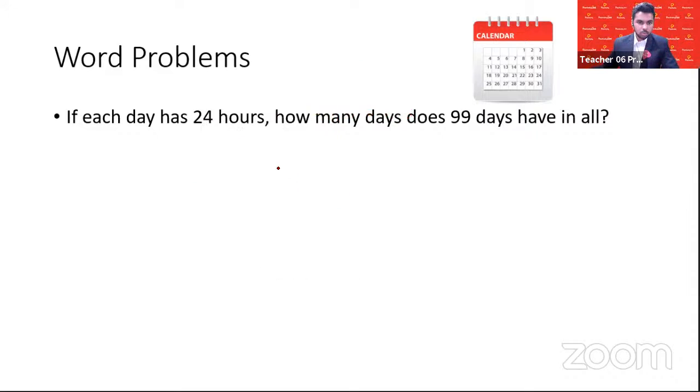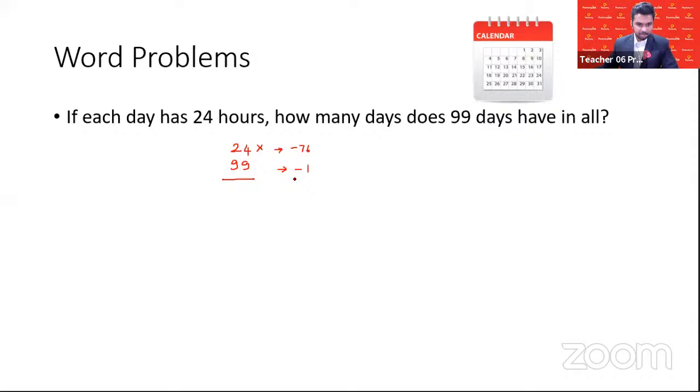Okay. So this is a calendar problem. Every day you have 24 hours. So how many hours do you have in 99 days? Actually you should have done 24 into 99. But the same rule that we learned just now will help you. How can you write 24? 24 is minus 76.